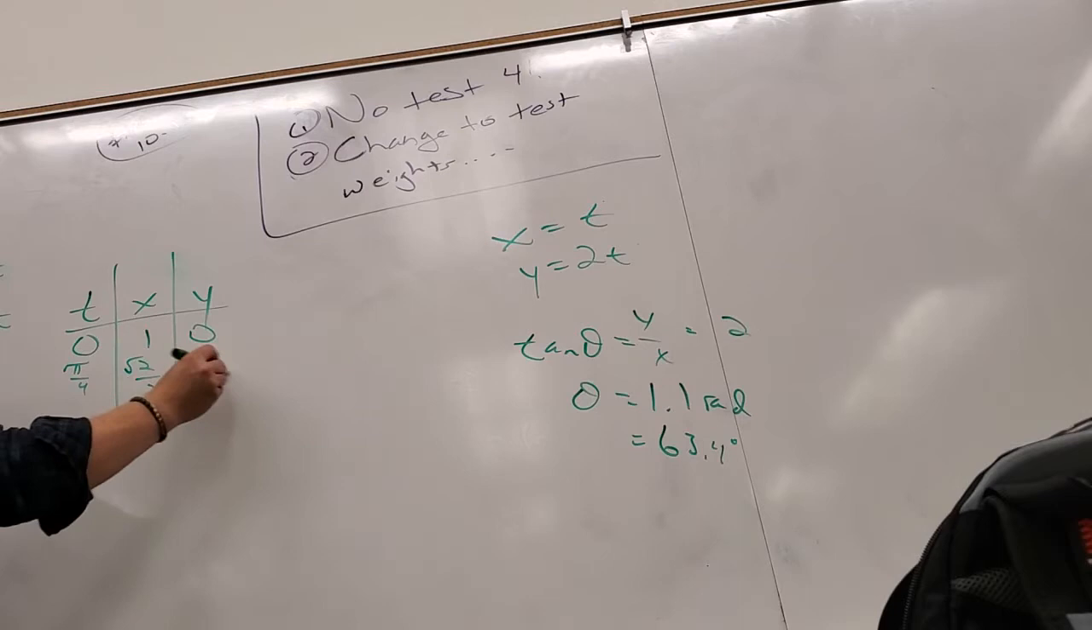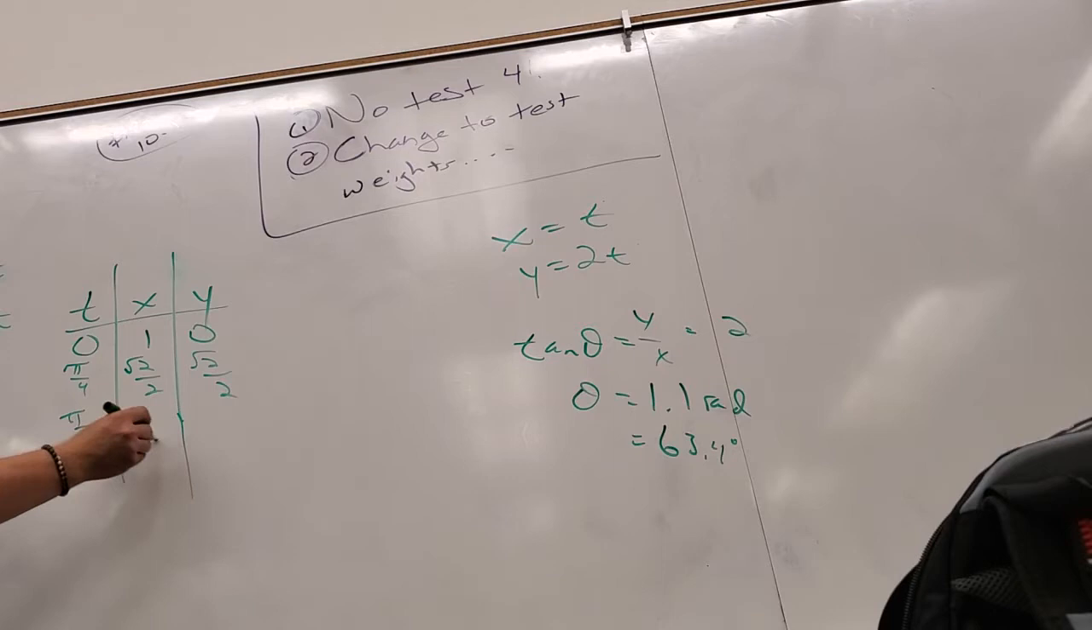Now let's go to pi over two: zero, one. What is this going to trace out? A circle. It's a unit circle. If it's a unit circle, cosine is x. Let me stop for a minute. I really want everybody with me. It doesn't matter what these are. This one just happens to be the unit circle because it just happens to match up with those definitions.